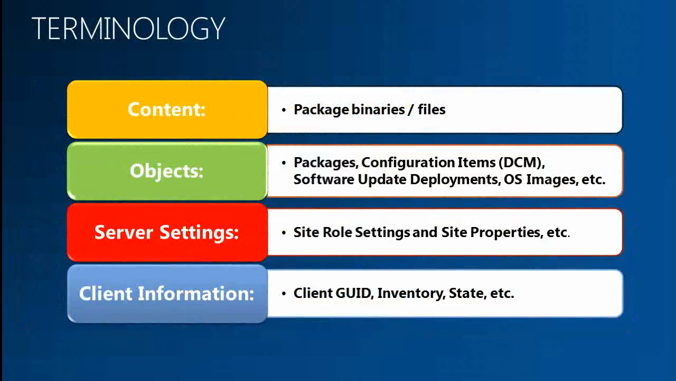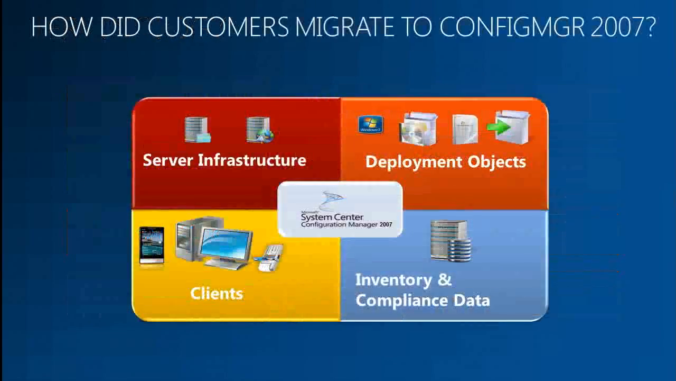So let's get some terminology out of the way. I'll be talking about content and objects primarily. When I talk about content, that's primarily the packages, the binaries, the files, the EXEs and those other things. When I talk about objects, those are like config items, software update deployments, and OS images, a lot in terms of the metadata items. Then server settings are pretty simple: site server roles and site properties. Client information is the GUID. So the majority of the time I'll be saying content and objects a lot, so just understand what that terminology means.